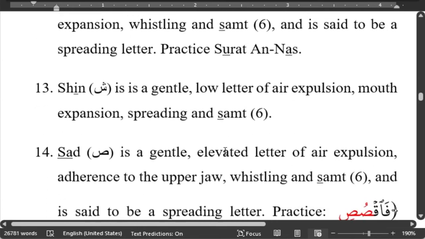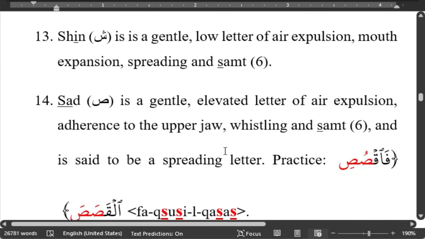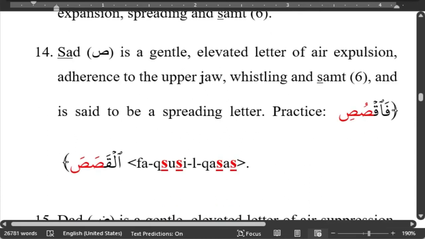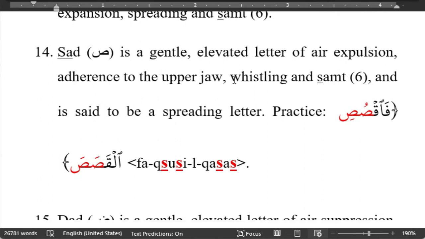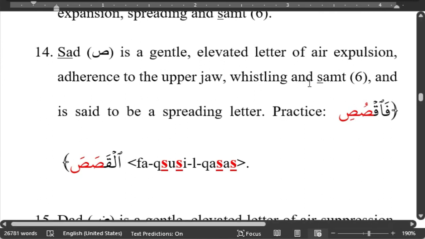Shin is a gentle low letter of air expulsion, mouth expansion, spreading, and samt. Sod is a gentle, not stopping the sound, elevated letter, the tongue goes up, of air expulsion, releases the air. Adherence to the upper jaw, sticks to the upper jaw, meaning makes the mouth close in, so there's no mouth expansion for sod. Whistling and samt. And it is said to be a spreading letter.